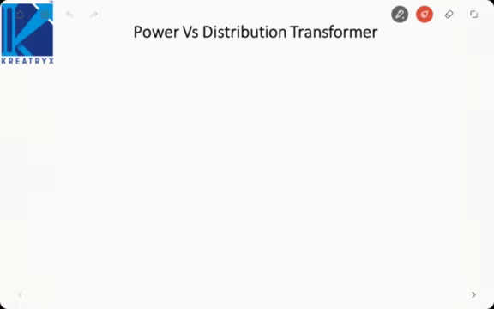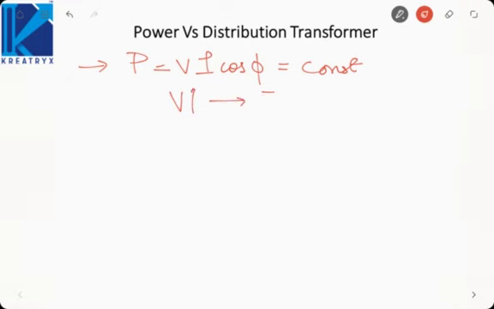To reduce the losses. See what happens, if power, which is equal to VI cos phi, is considered as constant, then as we increase the voltage, current will reduce. Due to reduction in current, the losses, which is I square R, will also go down. So we generally transmit the power at higher voltages, and to transmit the power at higher voltages we use the step up transformer. The transformer that is connected immediately after the generator is called a power transformer.